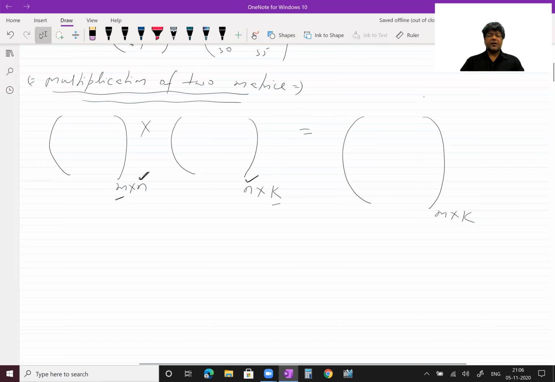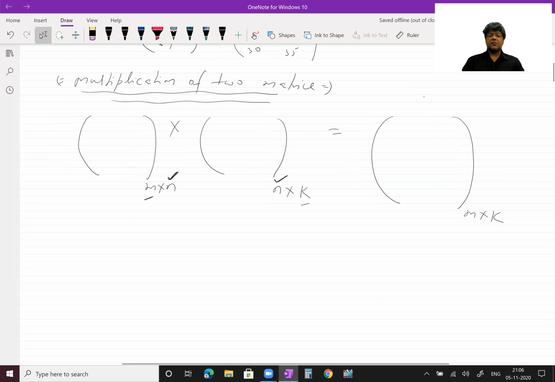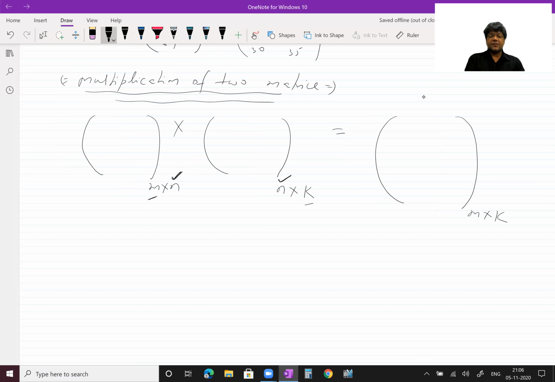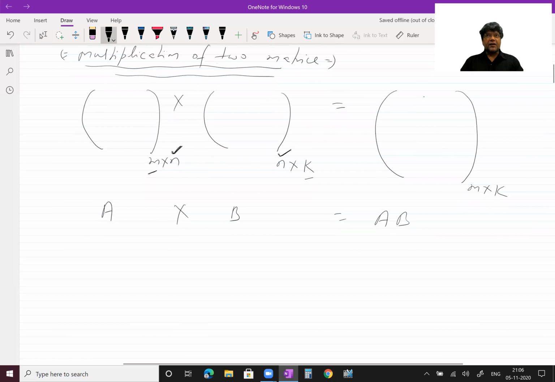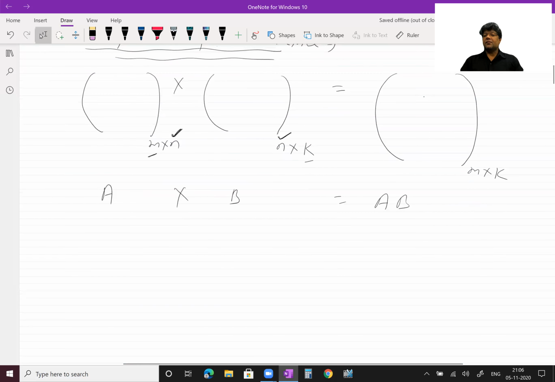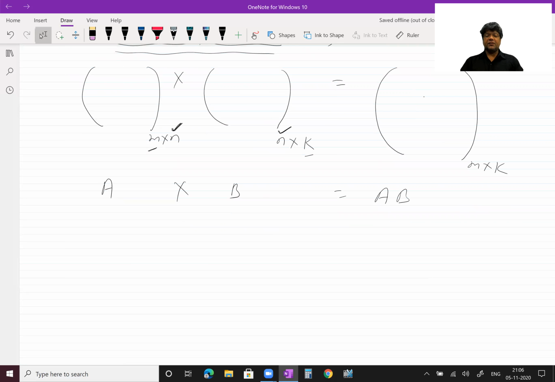Suppose I name this matrix as A and the second matrix I am naming as B. So the result is A into B. In algebra, whether you do A into B or B into A, both are the same. But in matrices, in general, they are not equal. I am not talking about exceptional cases. In general, AB is not equal to BA.